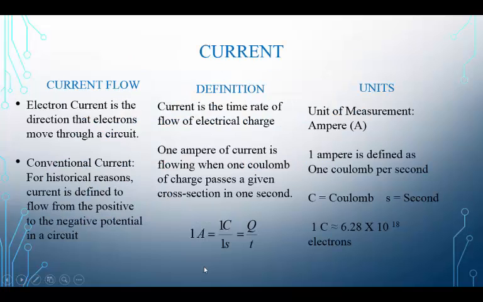Current flow is one of two types. Electron current is the direction that electrons actually move through a circuit. Conventional current, for historical reasons, is defined to flow from the positive to the negative potential in a circuit. Current, by definition, is the time rate of flow of electrical charge, and the ampere, the unit of measure, is defined as 1 coulomb of charge flowing through a given cross-section in 1 second of time. A coulomb is actually a very large number of electrons.